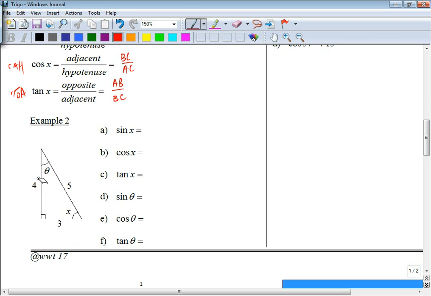Now we've talked about opposite. What about adjacent? What is the side that is adjacent to x? 3, yes. This is adjacent to x. What is the side that is adjacent to theta? 4. Okay, good. What is the hypotenuse? 5. Whether it is for x or theta, it doesn't matter because hypotenuse is the longest side of the right angle triangle. Okay, now we have identified all these things already.